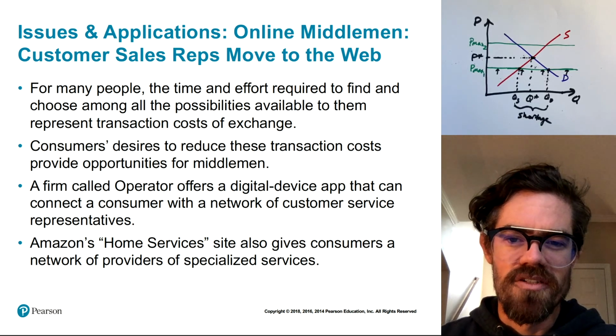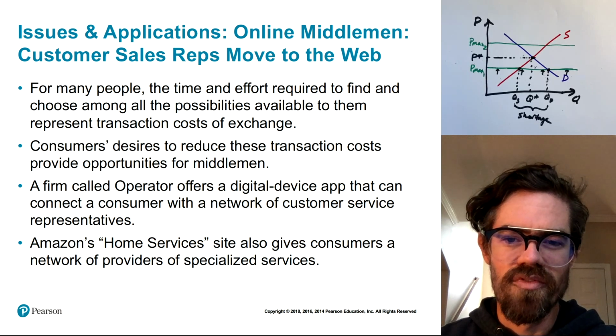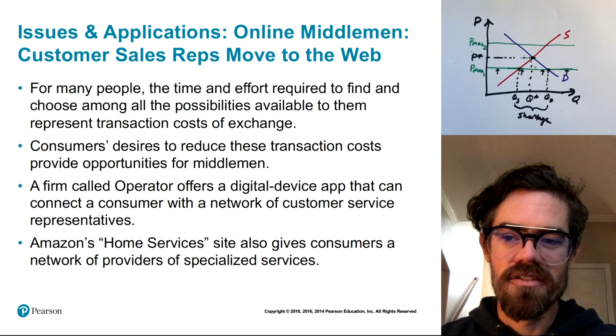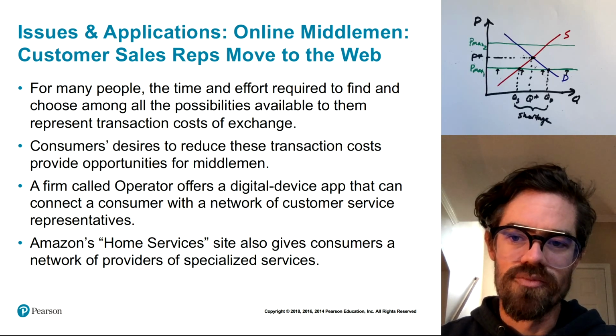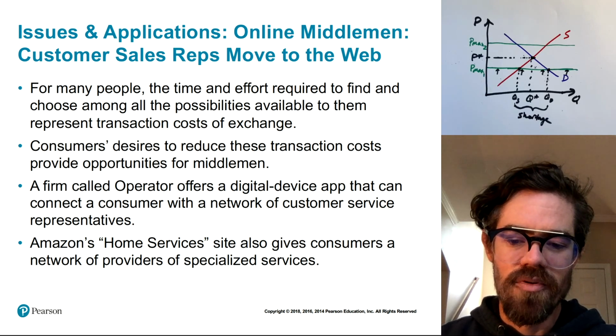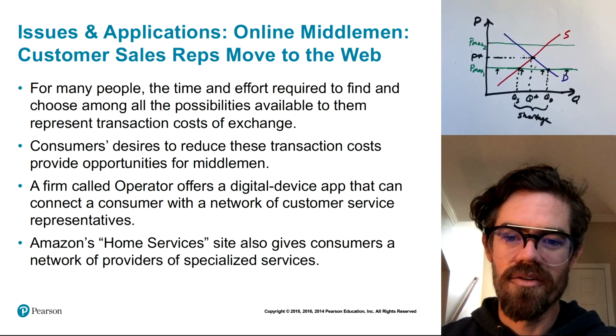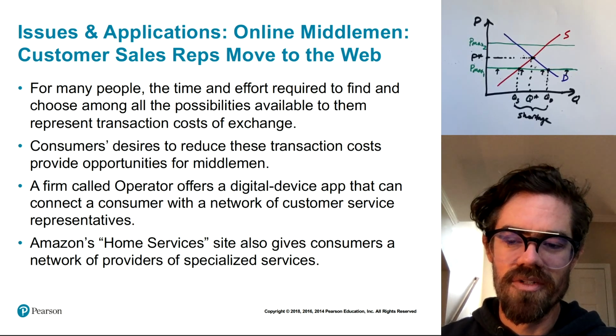Another example is Amazon's Home Services gives consumers a network of providers of specialized services. Trying to think of some others. I mean, the Uber app is basically an example of a middleman. There's an app called Roadie that a friend of mine works for this company, and they provide delivery services on demand. So this is another example of middleman. But there's lots of middlemen currently, especially given how much the internet and smartphone and devices has grown in recent years.